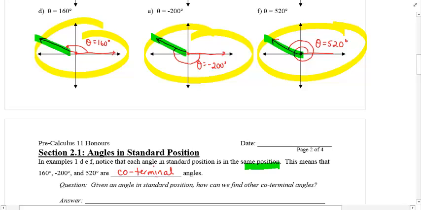Now here's a question I have for you. If I give an angle in standard position, how do we find other coterminal angles? So given the 160, how can I find the negative 200? Or how can I find the 520? Or how can I find all the other ones?